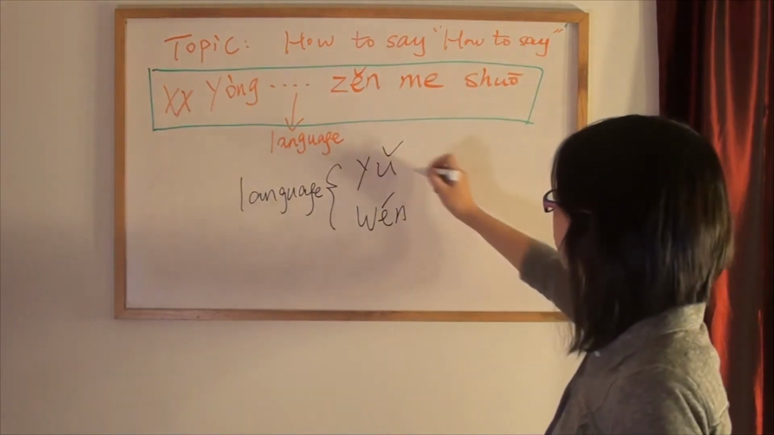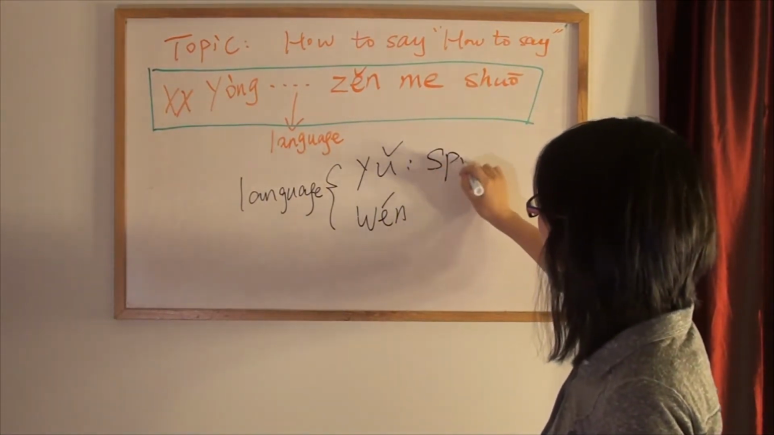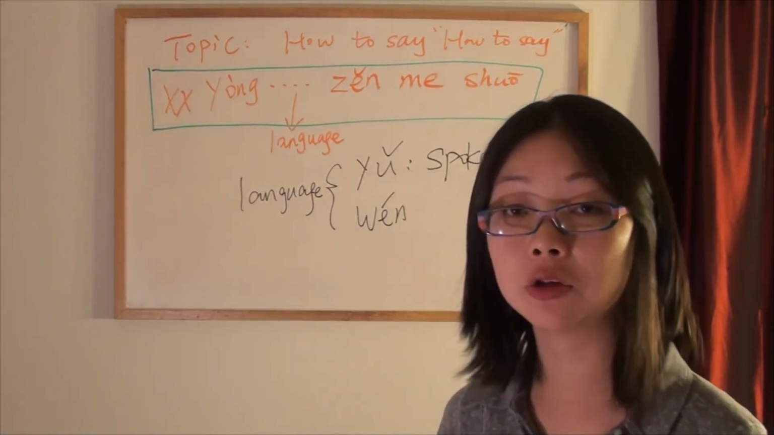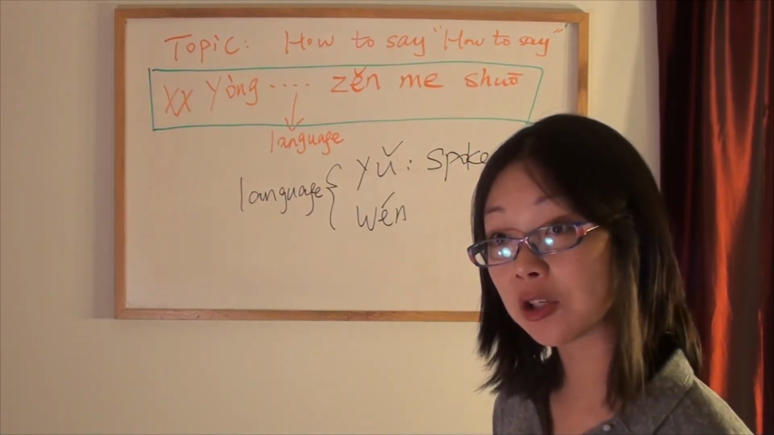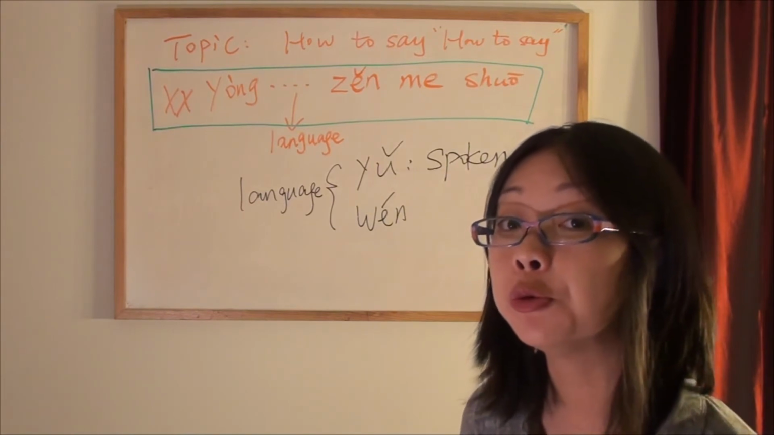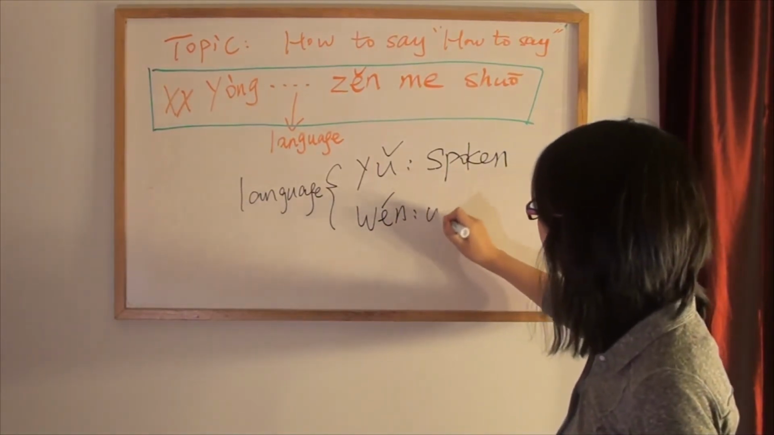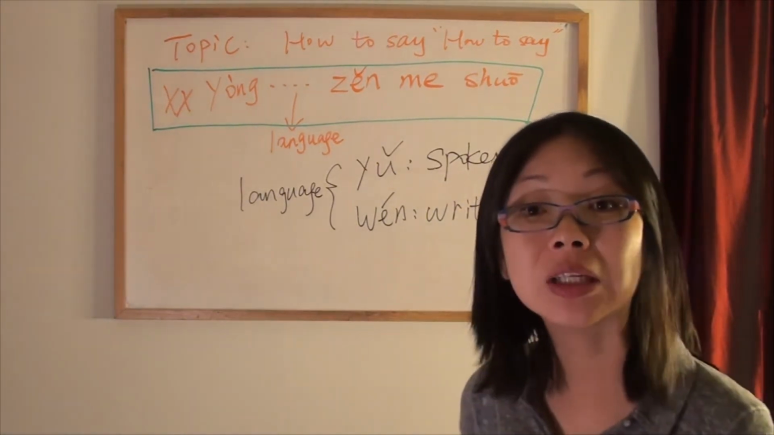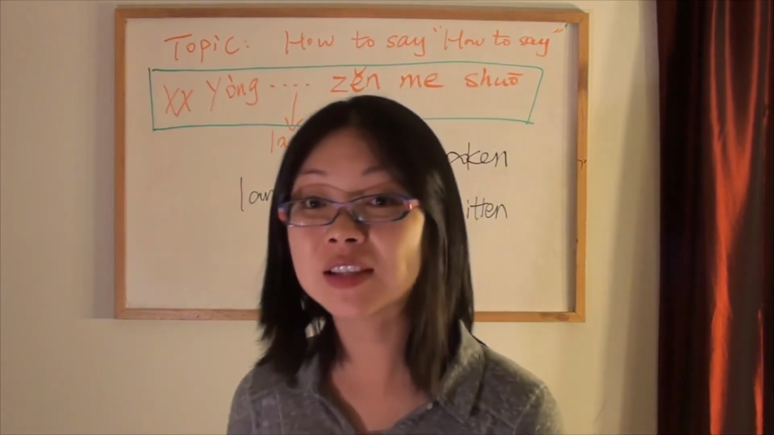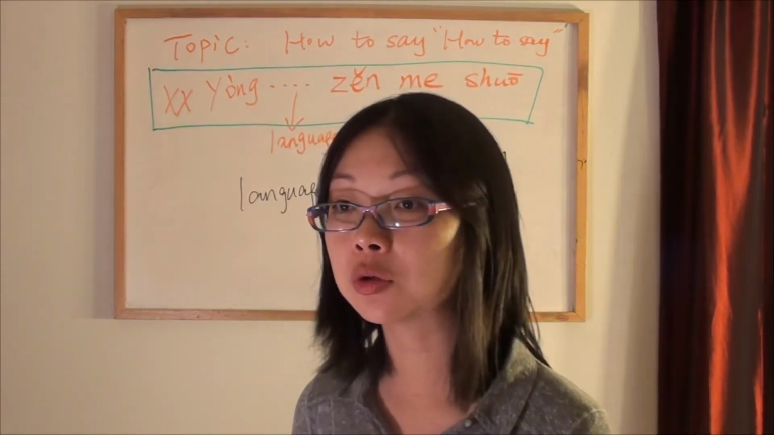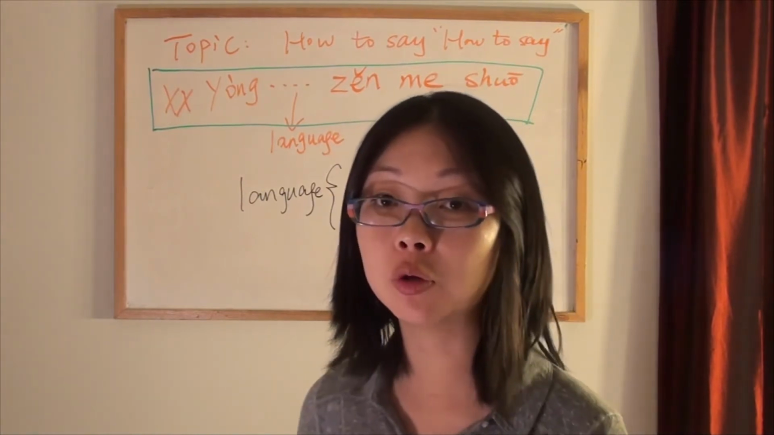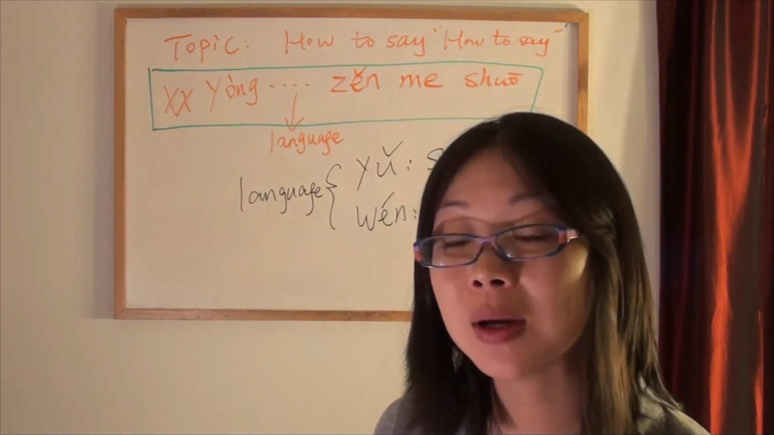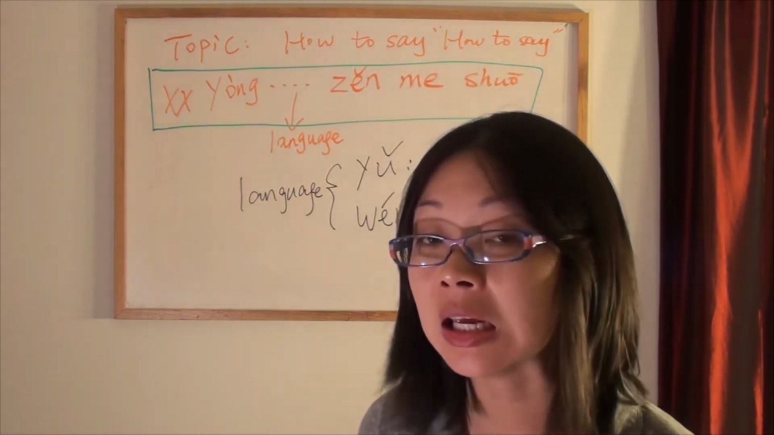Okay. Usually 语 only means a spoken language. So you can say, hey, I can speak English, 我会说英语. 文 means written languages. Emphasize written. You can say, hey, 我会写 or 我会读中文. Emphasize, but that never means it is only limited to written.